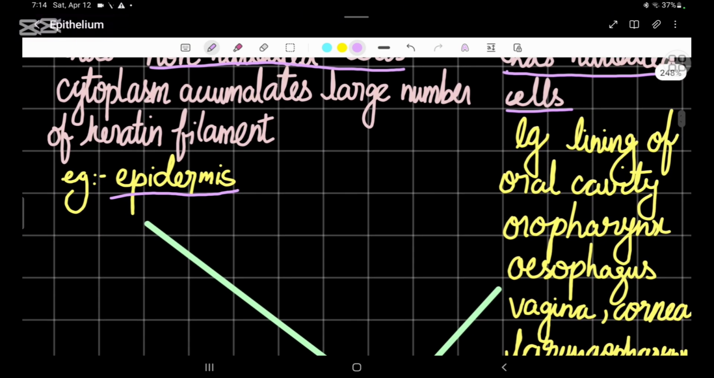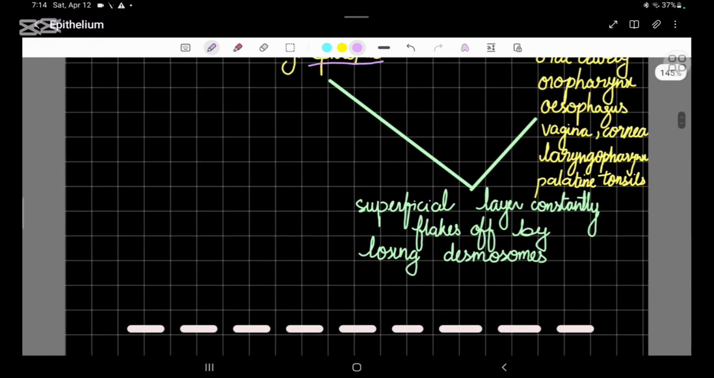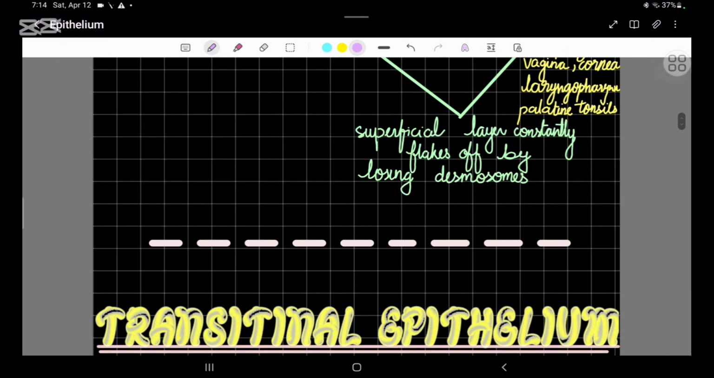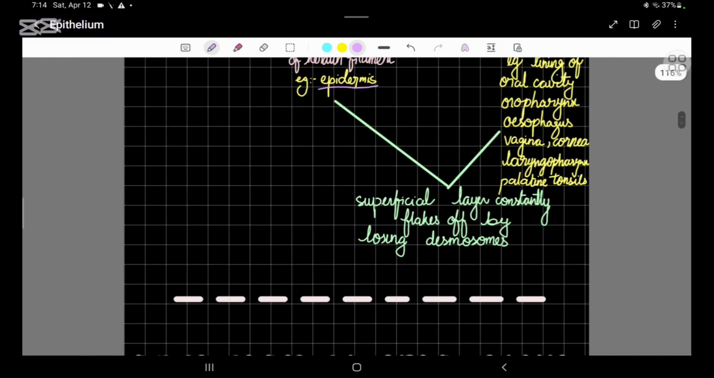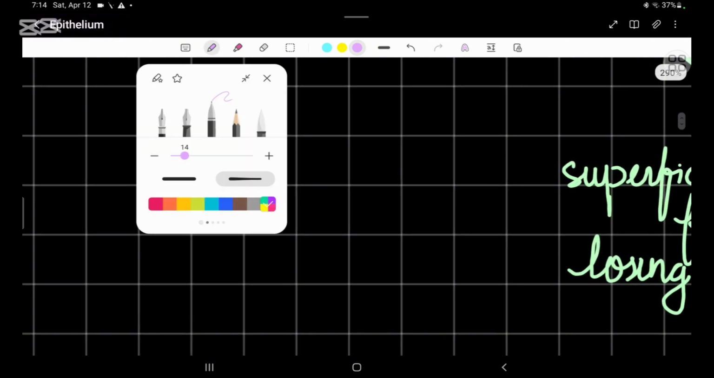Okay, so they are mostly found in places which are not likely to get desiccated. So they are present on the lining of the oral cavity, which is wet, then oropharynx, oesophagus, vagina, cornea, laryngopharynx, and palatine tonsils. You need to remember these all. So now we'll see what is written over here. Superficial layer constantly flakes off by losing desmosomes.